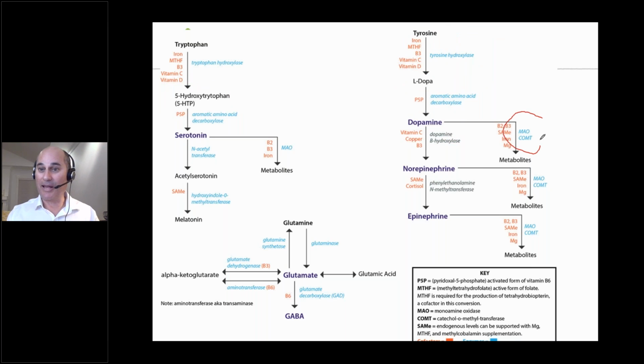And then here's our COMT over here, right? This is the enzyme. The function of these enzymes can get screwed up, in which case levels are not going to be what they seem. They're going to get thrown off.